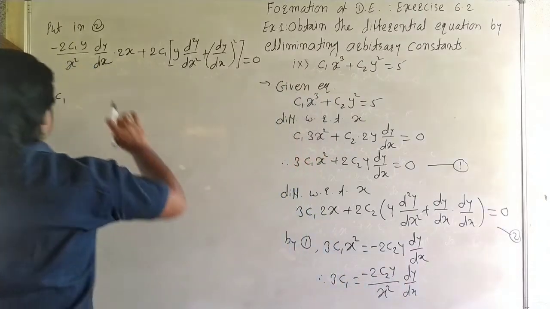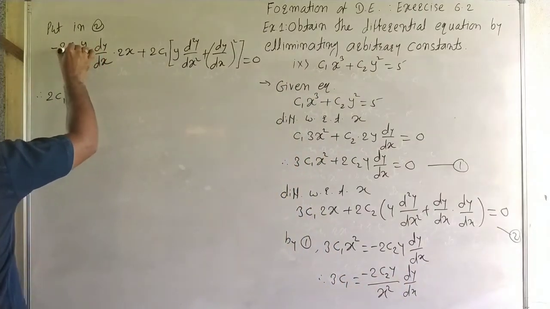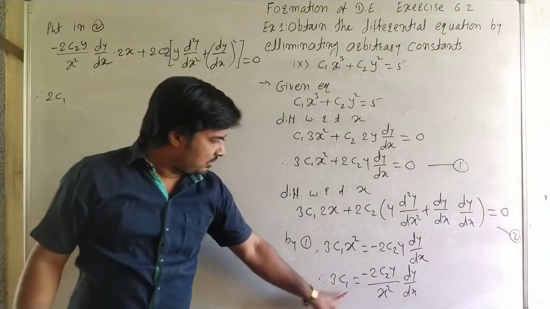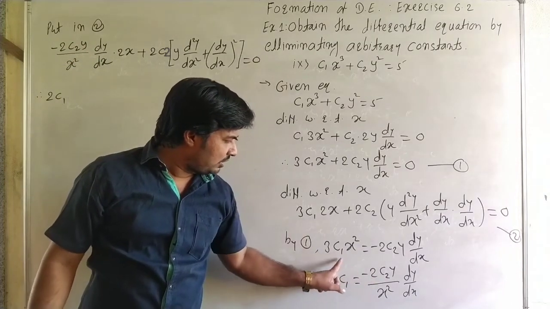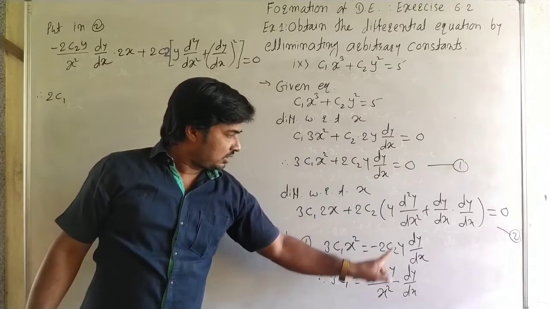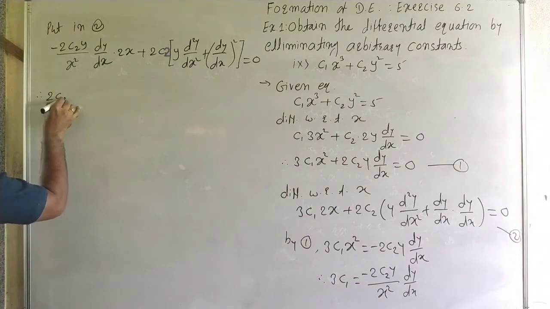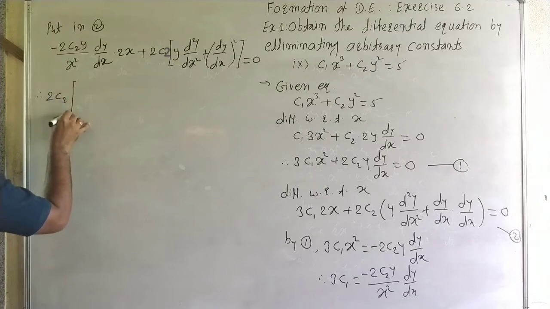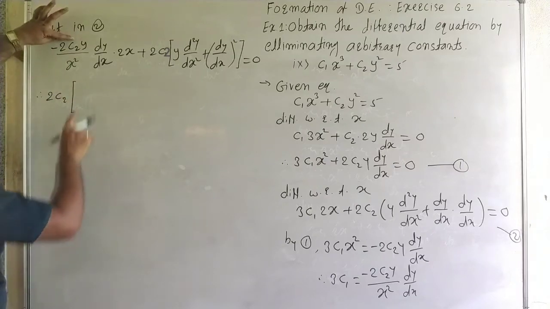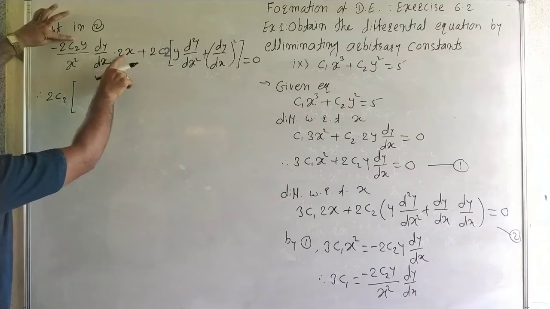Here it is c2. Okay, here c1 is equal to 2c2. It is 3c1 x square. This term here, take 2c2 common. Then we get 2c2 common. Here y and it is a 2x.